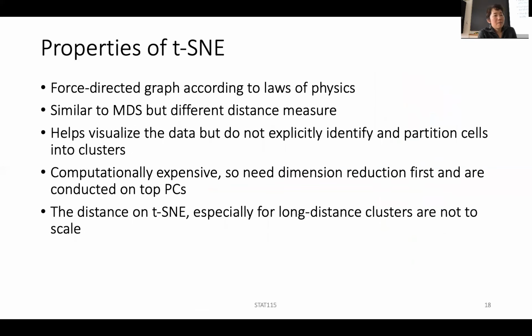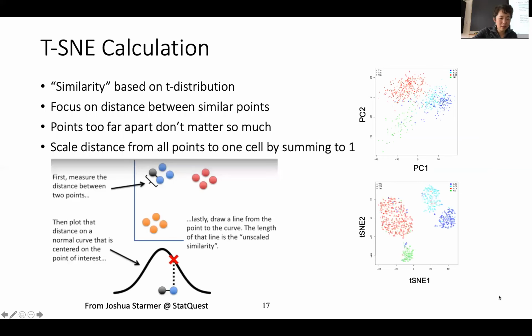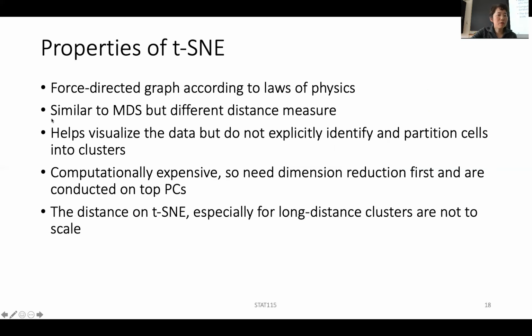Basically, t-SNE is a force-directed graph according to the law of physics. Every point is trying to drag the other points based on that distance. If it is close, it will try to drag it more, but if it's far, it has very small force. And that force is based on this similarity scaled by the t distribution. So the points that are really far away have almost no force, but the points that are close by really try to position themselves. You can see it's similar to MDS, but it's different on the distance measure because the far away points are being downweighted a lot.